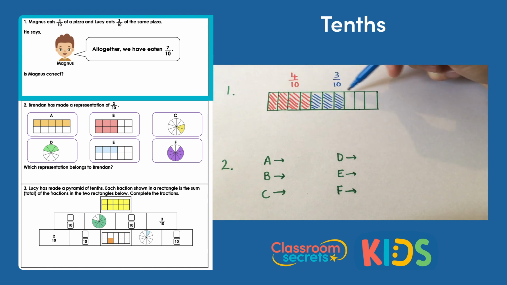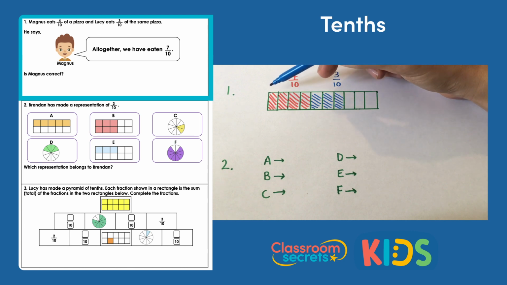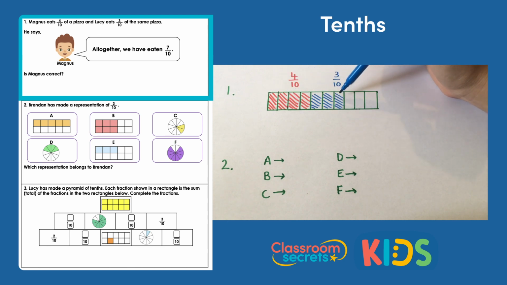If those were the 10 slices of pizza, those 4 slices were eaten by Magnus and those 3 slices were eaten by Lucy. And now we have to see how many have been eaten altogether. So we've got 4/10 there, 3/10 there. Together that makes 1, 2, 3, 4, 5, 6, 7 parts which have been eaten out of the 10. The 10 parts make the whole and 7 of them have been eaten. So Magnus is correct.